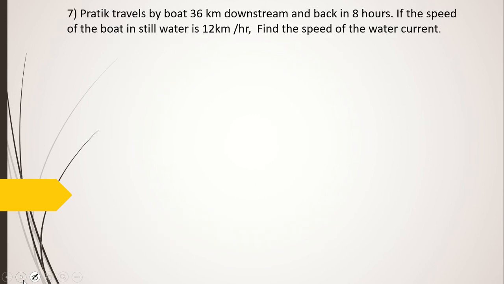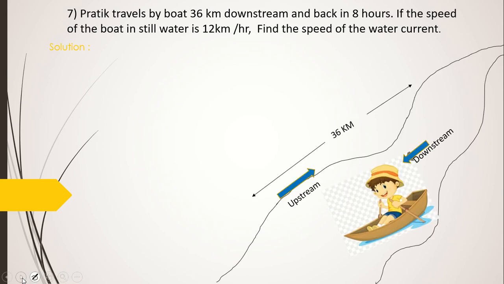Okay, this is again an interesting sum. Let us read the sum carefully. Pratik travels by boat 36 km downstream and back in 8 hours. If the speed of the boat in still water is 12 km per hour, find the speed of the water current. Okay, so this is how Pratik is traveling, and this water is a flowing water.